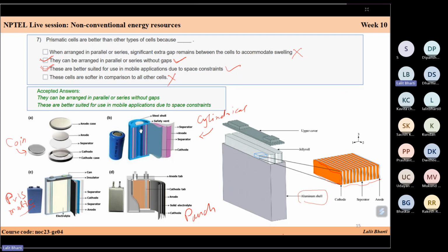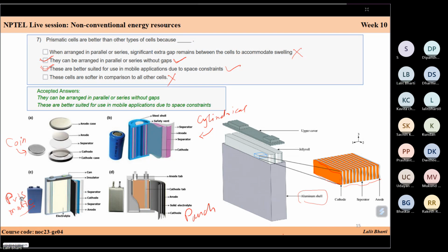Your cylindrical cell is in the shape of a cylinder, and the cathode, anode, and separators are rolled in a circular manner. So these are rolled inside the cylindrical casing. In a pouch cell, you have a rectangular sheet of anode, cathode, and separator, and they are sealed in a pouch. It can have multiple layers in a single pouch cell.